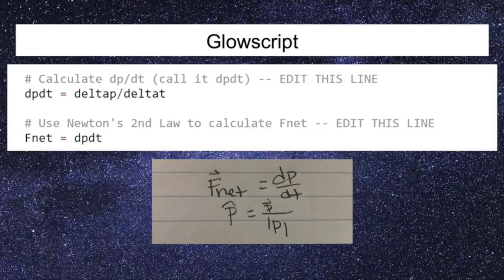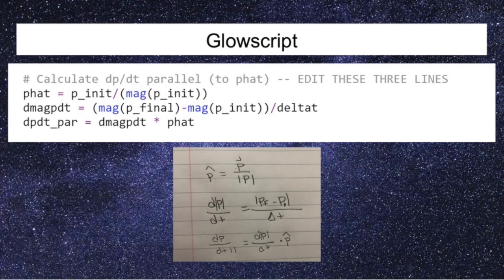Then I used those values to calculate my dp/dt, which is delta p over delta t, and to calculate the F net. Since Newton's second law states that the net force is equal to the change in momentum over change in time, and dp/dt is the change in momentum over the change in time, F net is equal to dp/dt. From there, I needed to calculate dp/dt parallel.